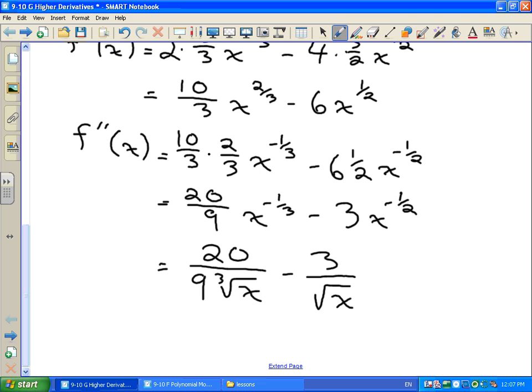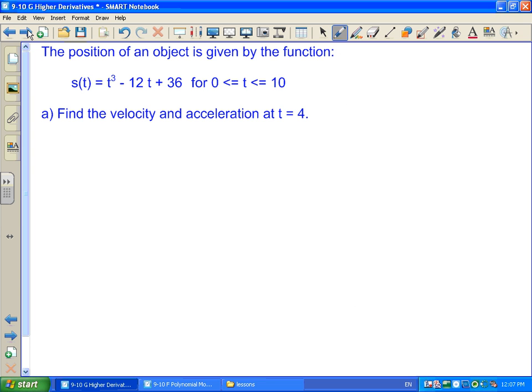Now, the biggest application is going to be in these kinds of position velocity questions that we did in the last lesson. So let's take a look at a sample question here. The position of an object is given by the function s as a function of t, is this big long thing here, where we're restricting ourselves to the interval t is between 0 and 10. We want to find the velocity and the acceleration at t equals 4.